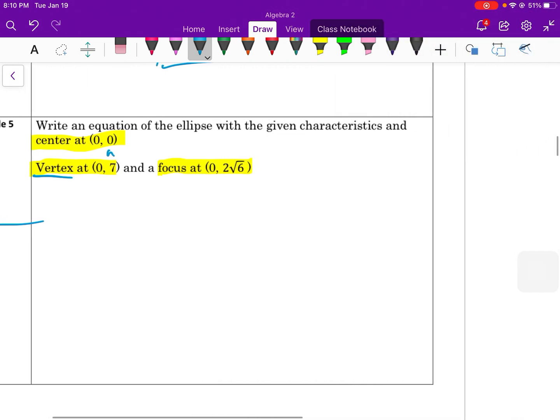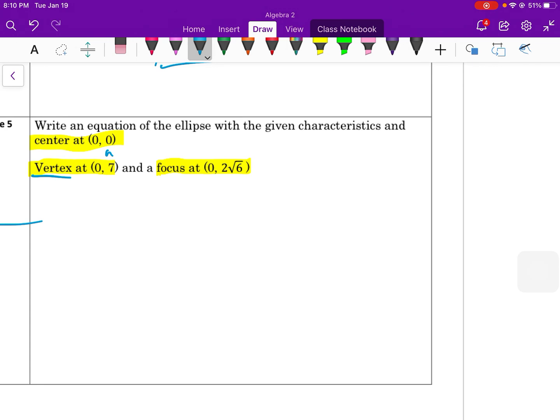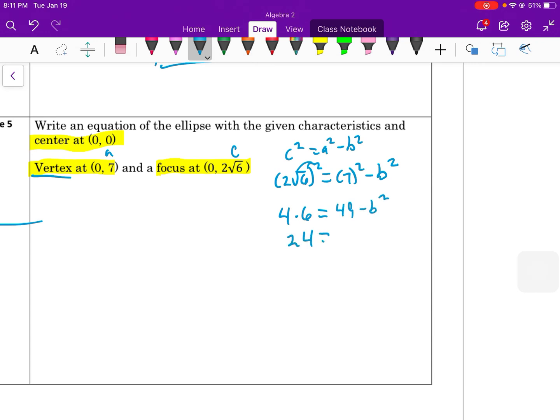So now when solving, this is our c. So when we do c squared equals a squared minus b squared, we can plug these values in, and we can find b. So we get 2 radical 6 squared equals 7 squared minus b squared. So we can, because of exponents, do that to both. So this will be 2 squared times square root of 6 squared, that'll be just times 6, equals 49 minus b squared. So 24, because 4 times 6, equals 49 minus b squared.